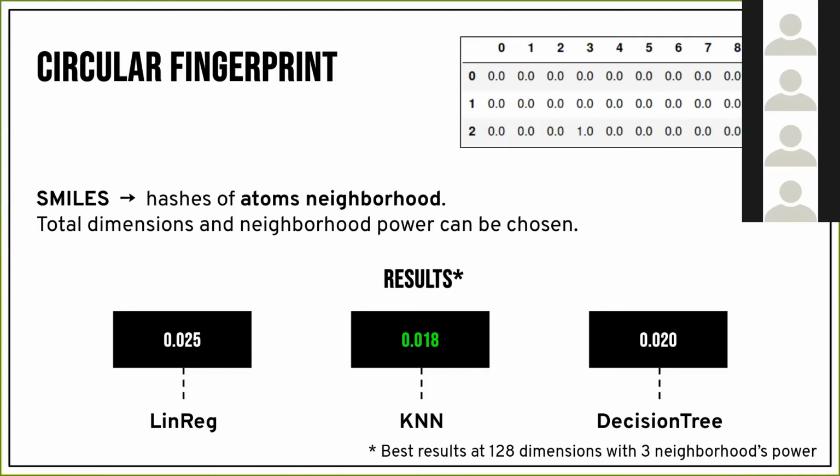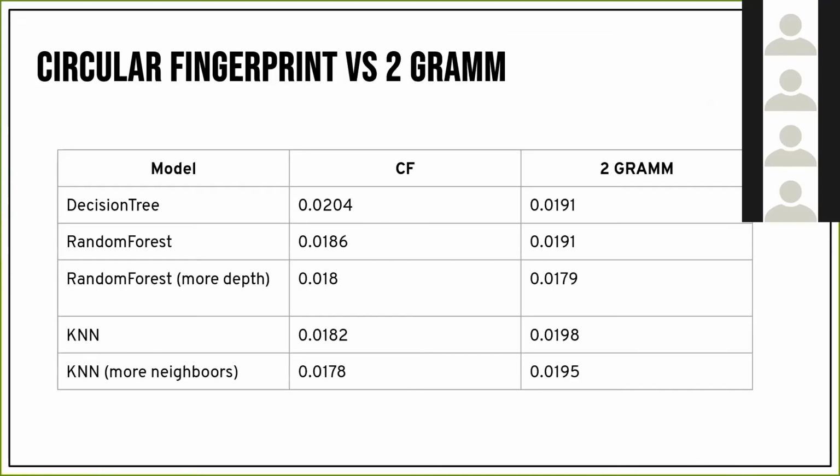The last two featurizing methods are quite good, and we've made a direct comparison between them. And we've fine-tuned models, and as you can see, the random forest with big depth works well for the circular fingerprint method and for the 2-gram method. And the k-nearest neighbors method works well for the circular fingerprint method and is quite acceptable for the 2-grams method.